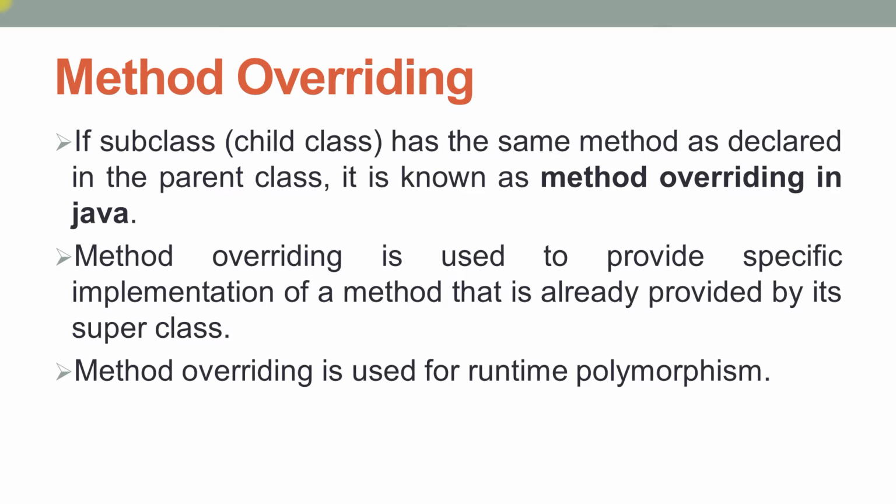The next point, method overriding is used for runtime polymorphism. We have already discussed the two types of polymorphism. The first one is compile time polymorphism, and the second one is runtime polymorphism. One of the properties of object-oriented programming is dynamic linking. So method overriding is used to provide runtime polymorphism.